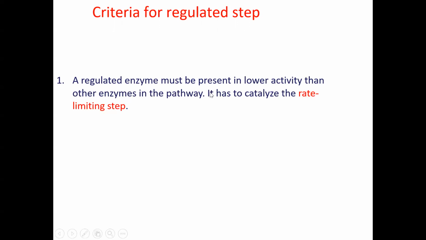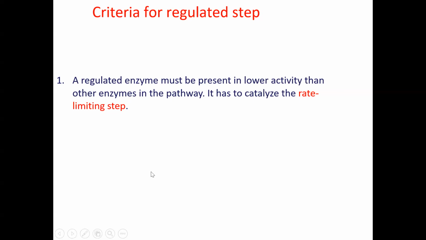A regulated enzyme must be present in lower activity than other enzymes in the pathway. What does it mean by lower activity? So the regulated enzyme is usually an enzyme that is slow. You will learn this in Mol 2 about Vmax and Km, etc. But regulated enzymes usually are the ones that have a very slow activity. And that's why we call them regulated enzymes with a slow activity. It will catalyze the rate limiting step.